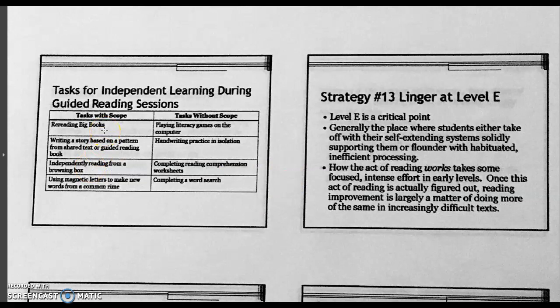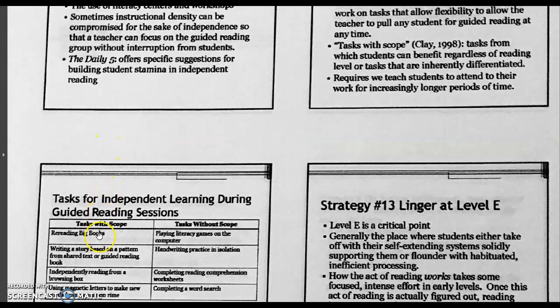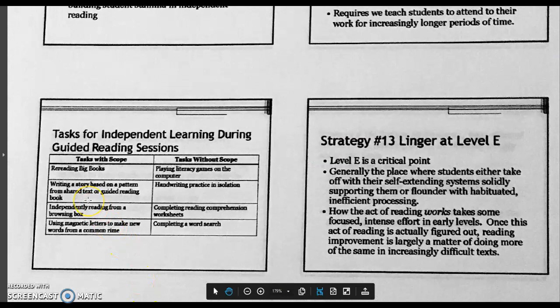We talked about that a little bit when we discussed shared reading. Writing a story based on a pattern from a shared text or a guided reading book. Being able to do those two things has nothing to do with a child's reading level. And it is inherently differentiated, because the story that a child who is reading level C, D, and E books writes may be very different from the story that the child who is reading level H, I, and J books writes.